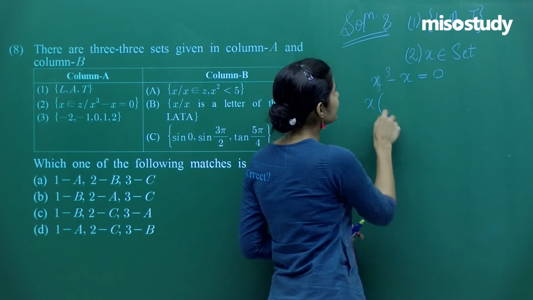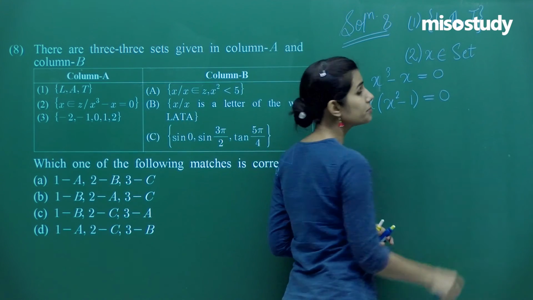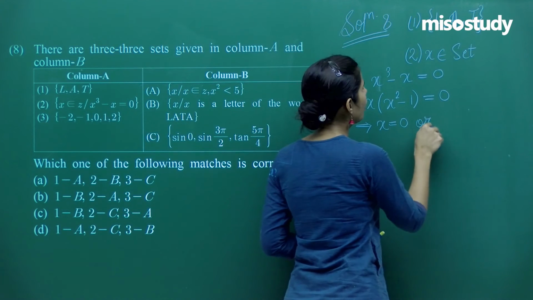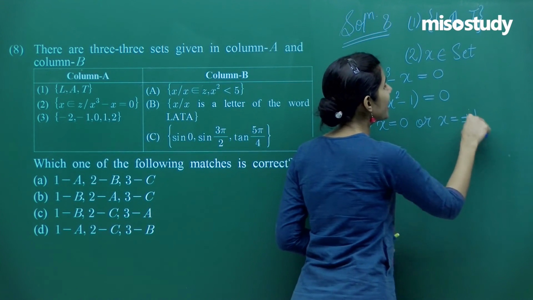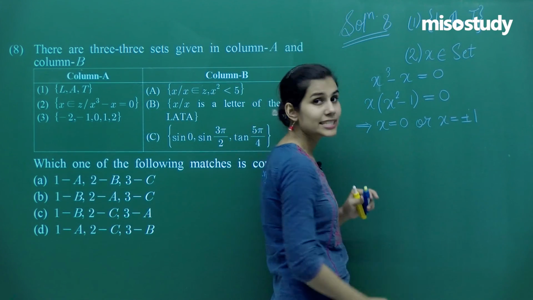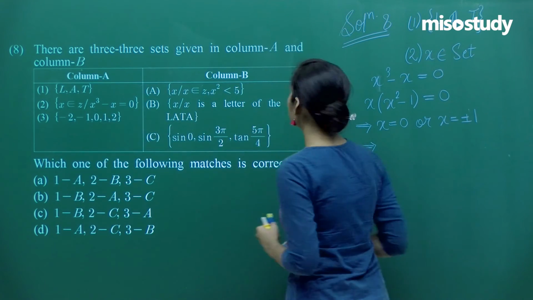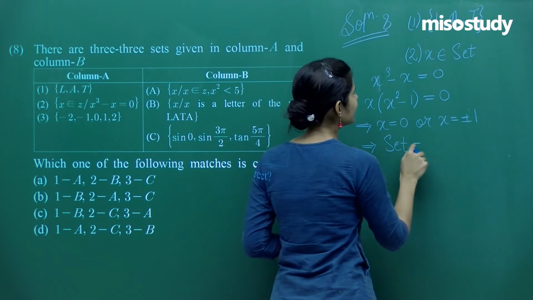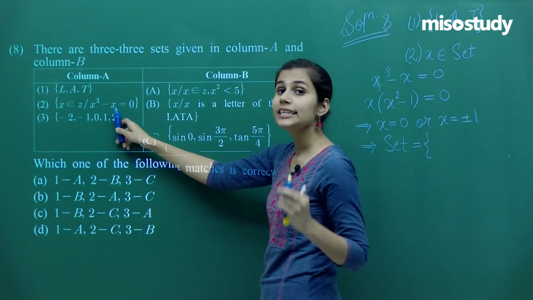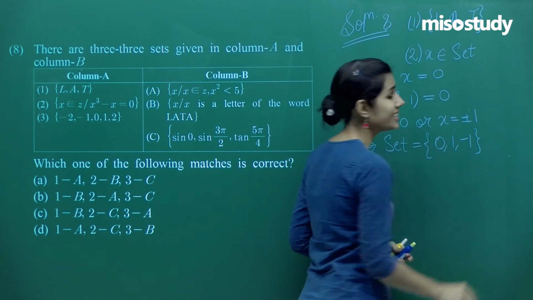This means x, if I take out common, x square minus 1 is going to be 0. This means x is going to be 0 or x is going to be plus minus 1, because only then will x square be equal to 1 and you will get a 0. This implies in this particular set given in the second point, my set is actually all the roots of x cube minus x, the integral roots, which are coming out to be 0, 1 and minus 1.